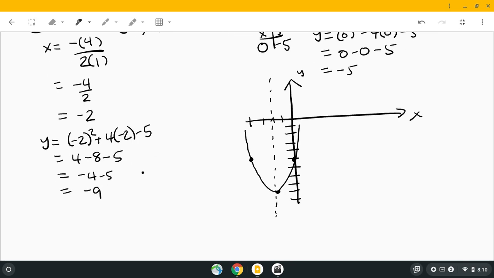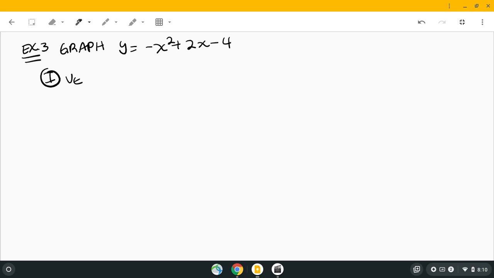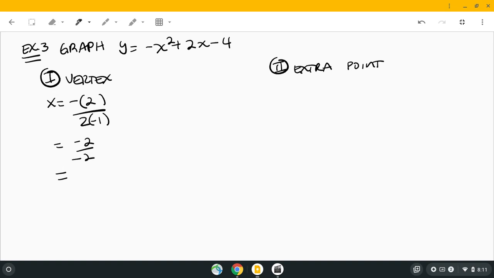Okay. All right, let's go ahead and take a look at another one. Y equals negative x squared plus 2x minus 4. Okay, so first part, we're going to find the vertex. Second part, we'll find an extra point. Okay, so vertex x equals negative b over 2a. B is positive 2, a is negative 1. So we get -2 over -2 becomes positive 1. So far my vertex is 1 something.